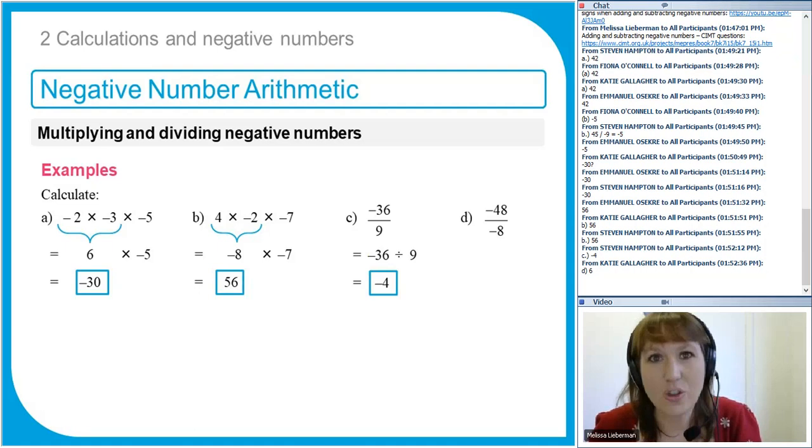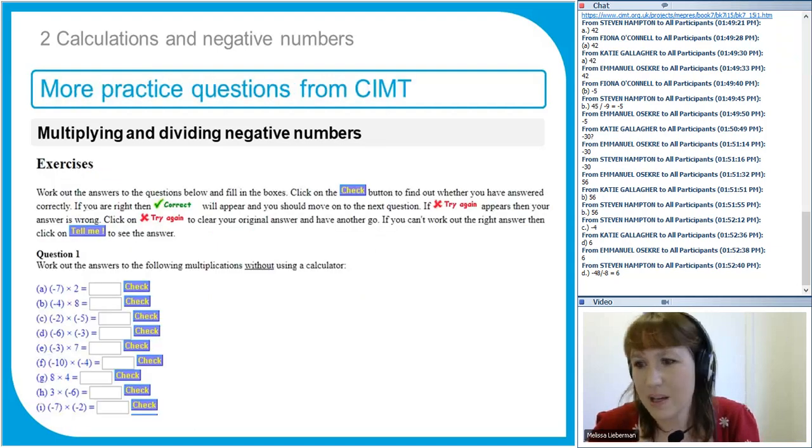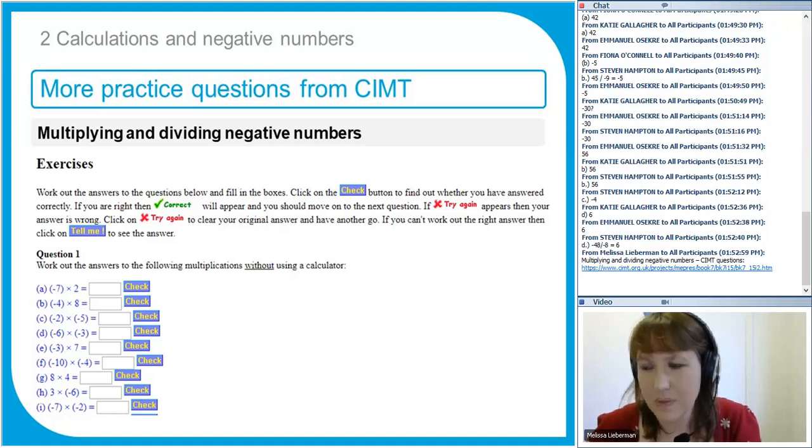And then part D, we've got 2 negative numbers, so the answer is going to be positive. Emmanuel, Katie, good, 6. Stephen, good, 6. Everyone has typed 6, well done. And it's positive 6. 2 negatives cancel each other out, which leaves 6. Okay. Here's some good practice questions, but honestly, multiplying and dividing negative numbers is much easier than adding or subtracting them. Have a go at that.